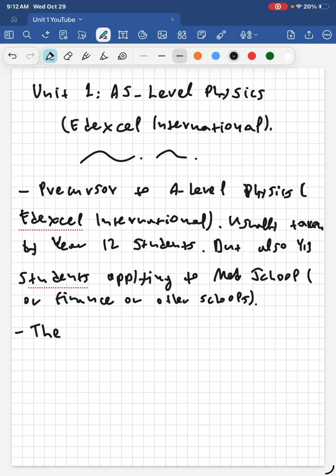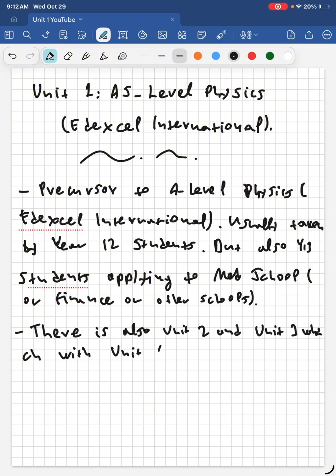So there are also Unit 2 and Unit 3, which with Unit 1 form the AS level physics. This is the complete set. Unit 2 is material related to waves and optics and stuff like that. And Unit 3 is the core practicals from Unit 1 and Unit 2, so it's kind of the experimental part of Unit 1 and Unit 2. We will start with Unit 1 and then hopefully jump into Unit 2.